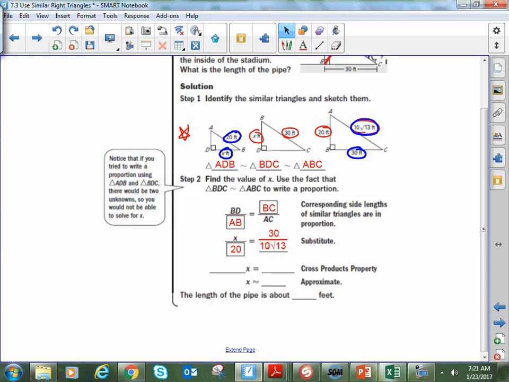Okay, cross multiply, and we're going to get 10 radical 13 times x is equal to 600. And then we will just divide 600 by 10 radical 13, and we will get about 16.6 feet for our answer.